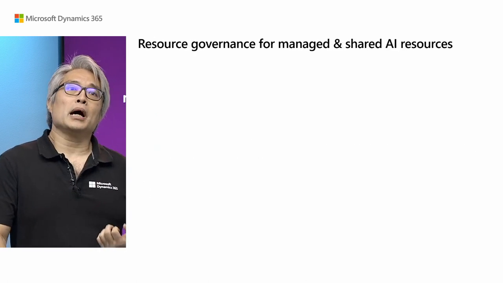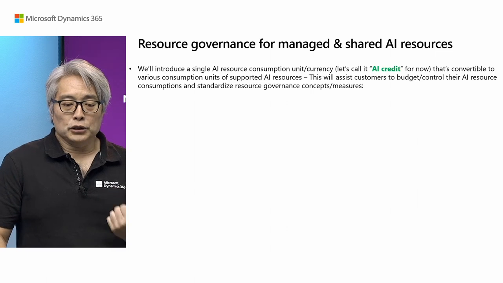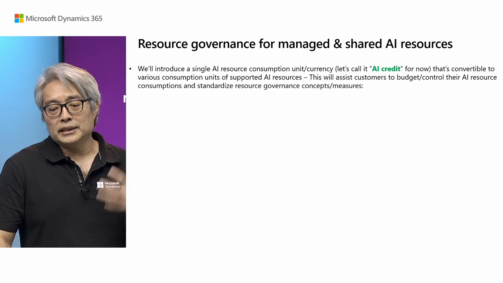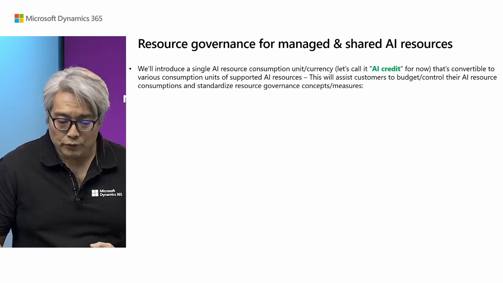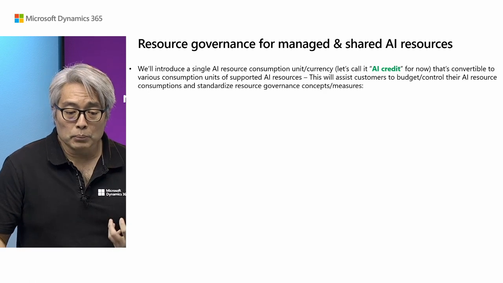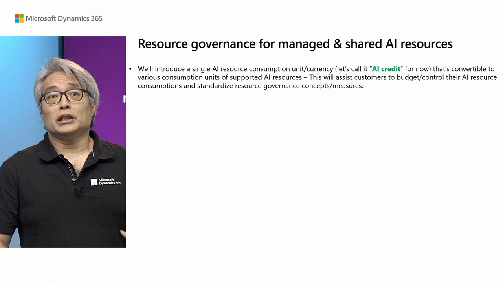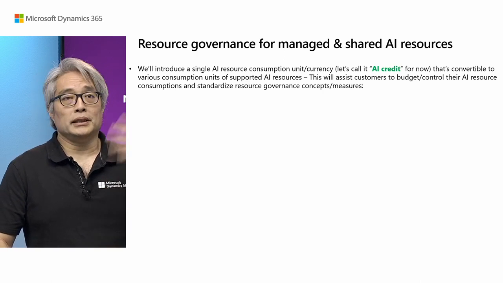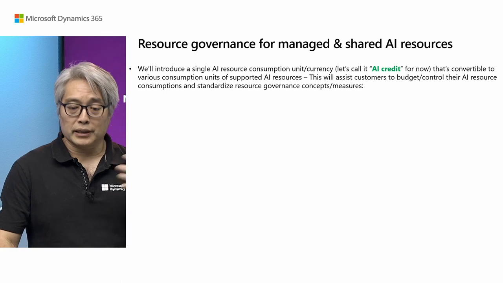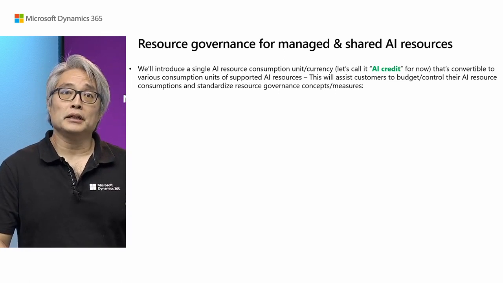So how do we apply resource governance to these managed and shared AI resources? We will introduce a single AI resource consumption unit or currency. Let's just call it for now AI credit, right? And this AI credit will be convertible to various consumption units of supported AI resources. So it'll be converted to GPT 3.5 tokens or machine learning prediction rows, etc. But all you need to know is just a simple single currency.